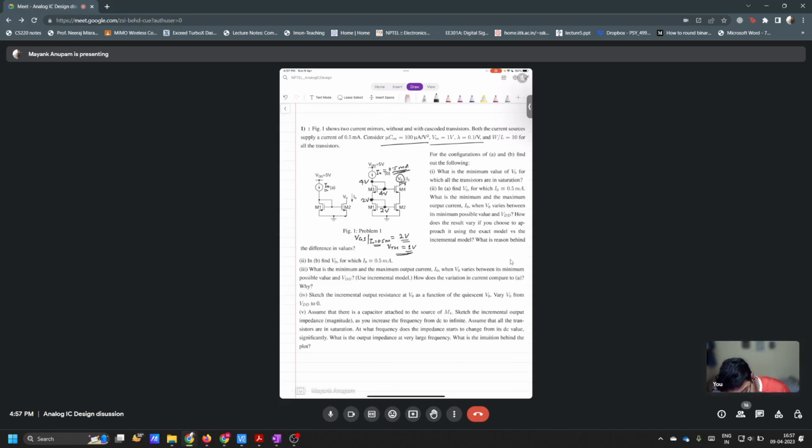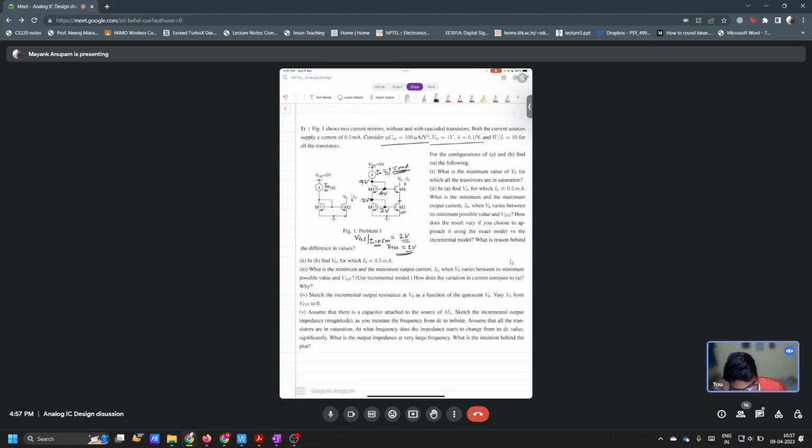When can V naught be the minimum? 2 volts. Before jumping, please wait. When can V naught achieve its minimum value? One of you actually pointed out, right? When M2 is at the edge of saturation. 1 volt, sir. Yeah, when M2 is at the edge of saturation and M4 is also at the edge of saturation, right? Both of these have to be.